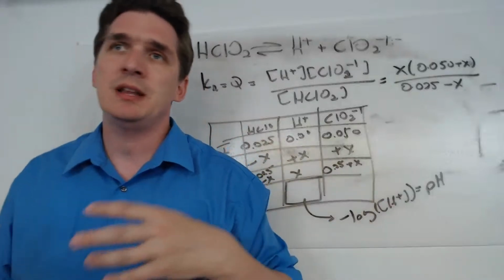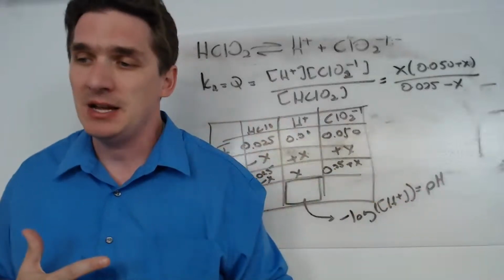How do you find the pH? What mass of acid do you need to get this given pH? Things like that.